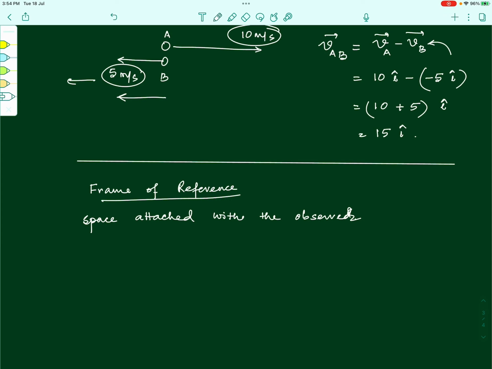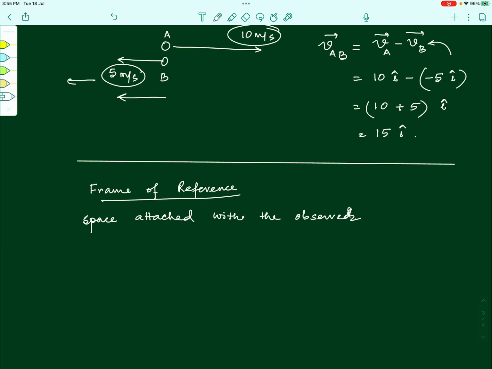If you're traveling in a car, sitting in a car which is moving on the road, and from that car you're observing things around you, then that car becomes your frame of reference. It is with respect to the space of that car that you're observing bodies around you, right? That becomes your frame of reference, and when you're studying everything else around you, you consider your own frame of reference at rest.